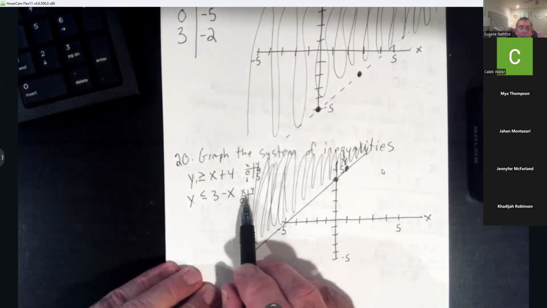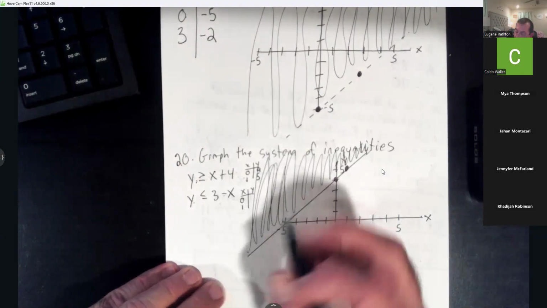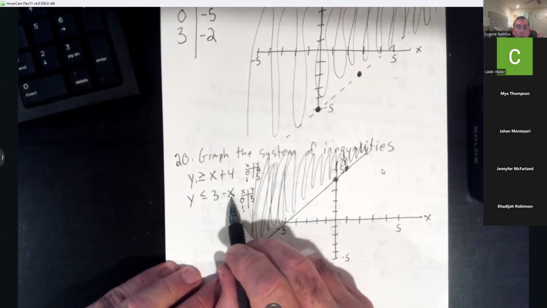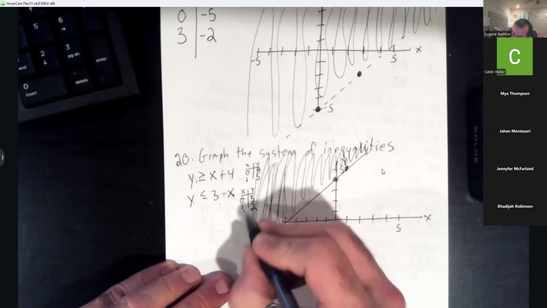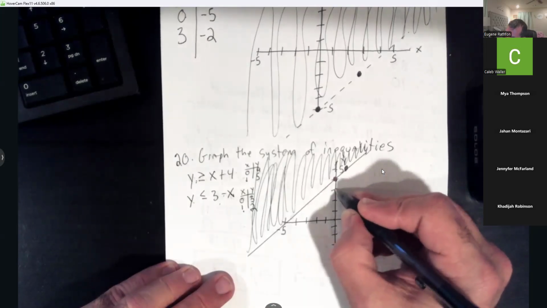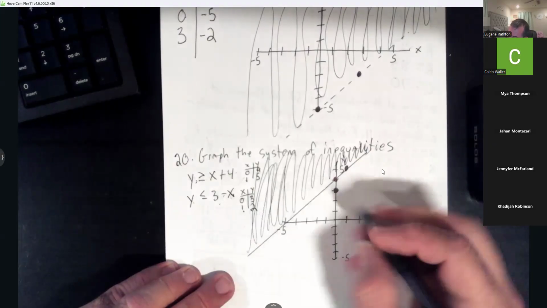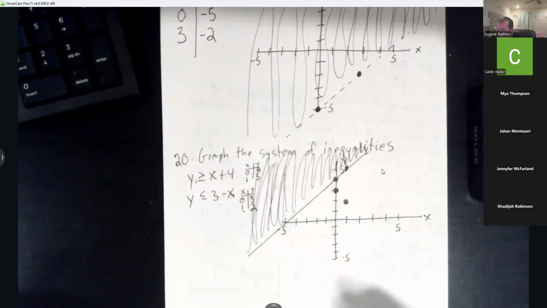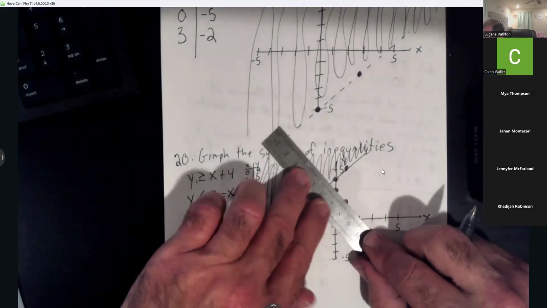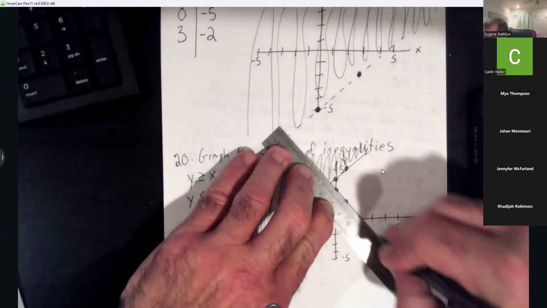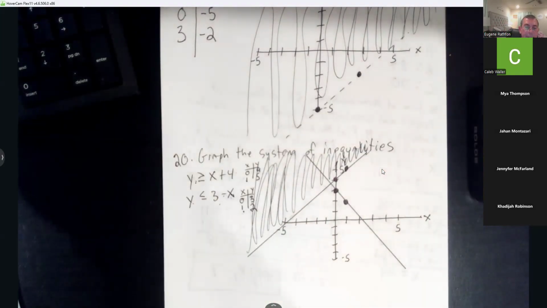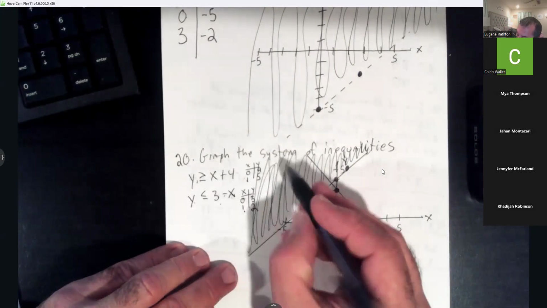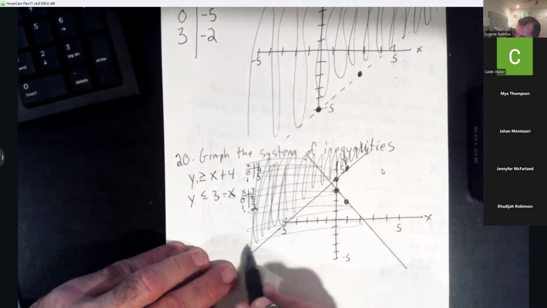All right, let's do the second one. If I put a 0 in for x, 3 minus 0 is 3. If I put a 1 in for x, 3 minus 1 is 2. So that one I got 0, up 3. And then 1, right, up 2. So that line's coming down like this. It's less than, so we're going to shade below this line. So all this is getting shaded.